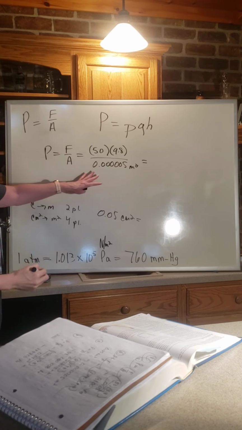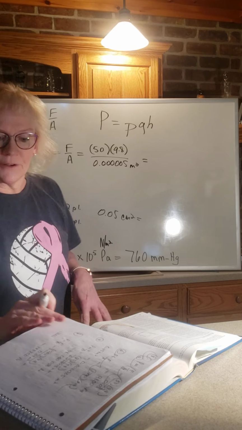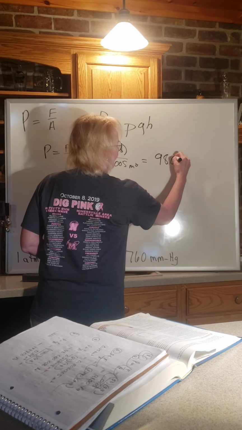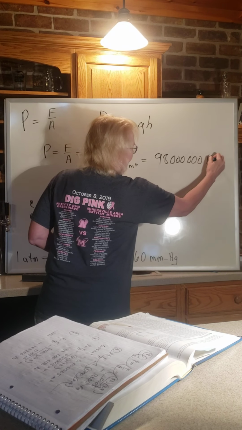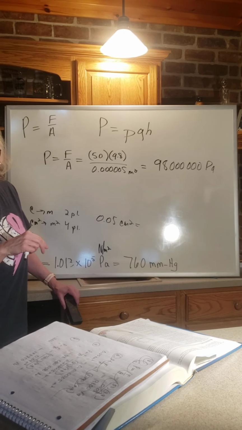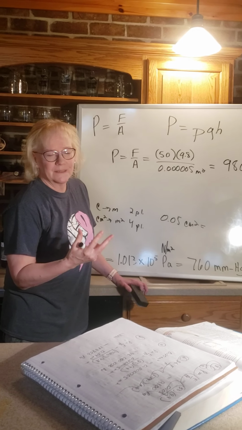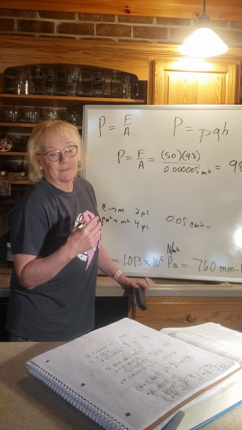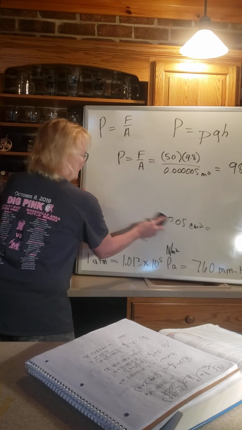So when you work this out, the number's huge. It comes out to 98 million pascals. So this is why you're not allowed to wear spiked heels. Women can't wear spiked heels when they go on a wood floor or basketball court, because it really makes marks in the wood. Okay, so now let's look at the elephant.